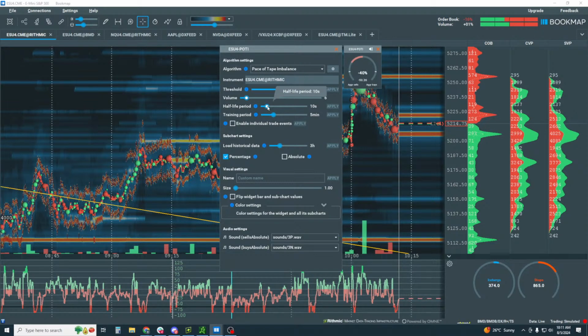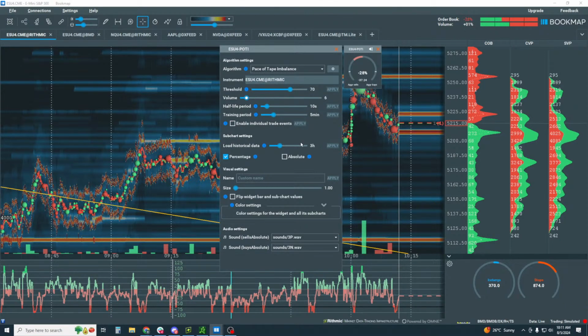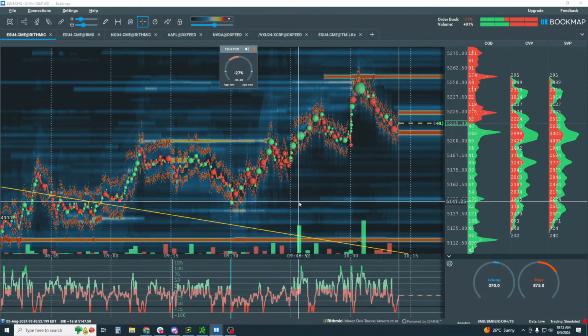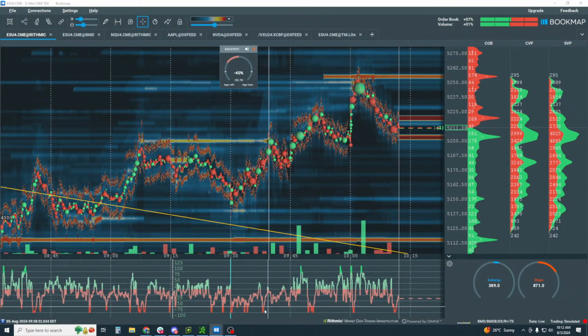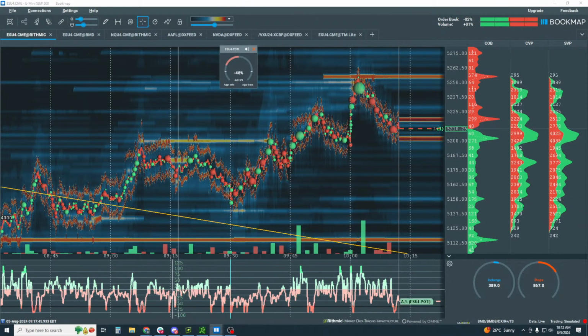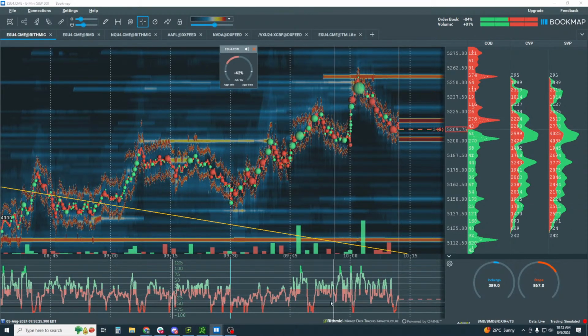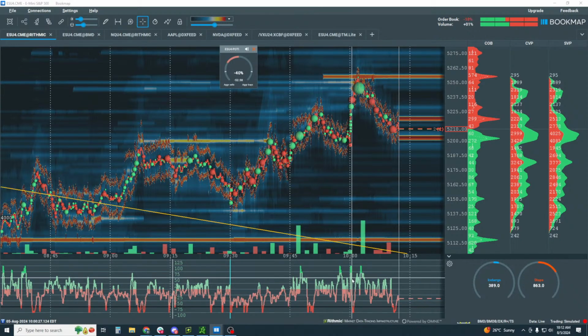We have a half-life period of 10 seconds, and we have a 5-minute training period. Okay, so these are the settings I'm using, and I have it in the subchart here as well. And then this is how you can so quickly go back and test it, to see if you are getting signals in areas that are helpful. Okay, so we'll take a look at it here.